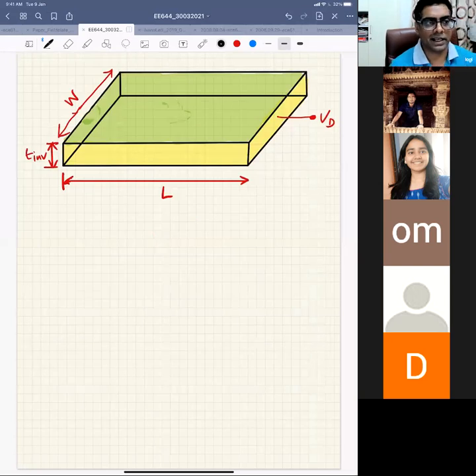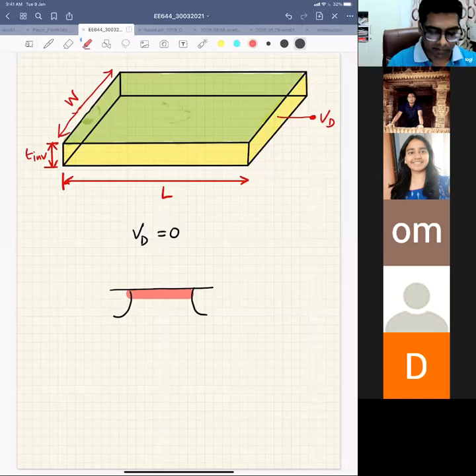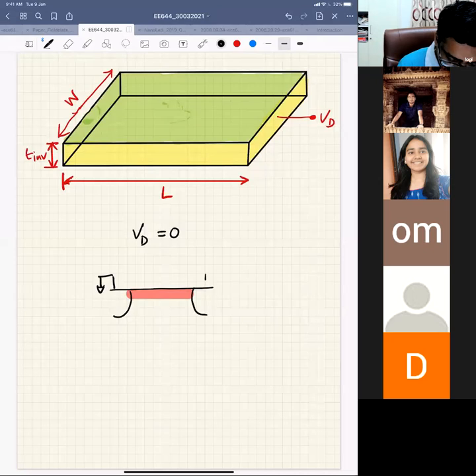If you look at the inversion layer, when VD is 0, the inversion layer is uniform, uniform in the sense from the source side to the drain side. The thickness of the inversion layer is uniform because VD and VS are both 0, and you are applying a gate voltage greater than VTH.